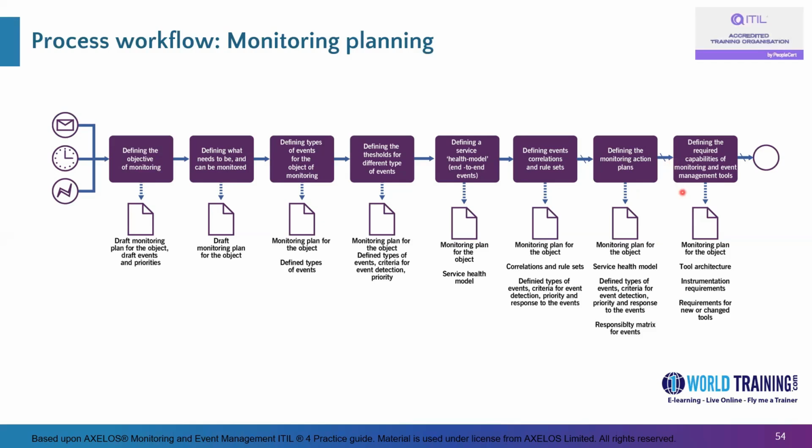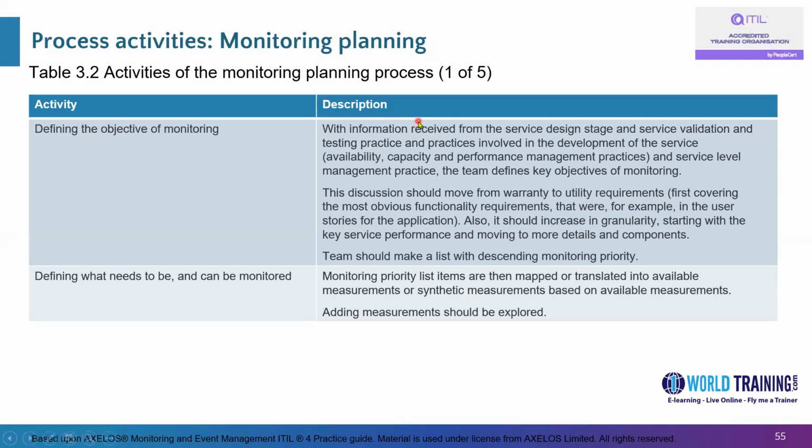Because in the last step, the current tool sets are reviewed. So therefore, we will have that output as well. Let us dig into all these steps. There's a lot of text in all these tables. We have five tables coming up for this process. Essentially, these tables explain each and every activity.